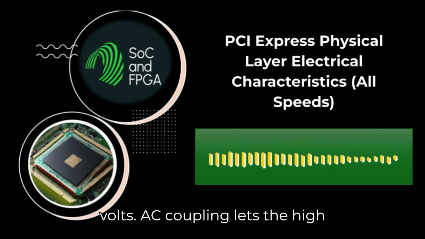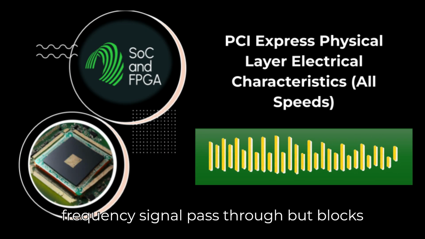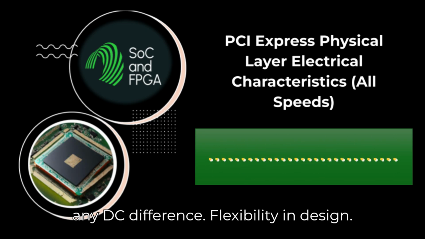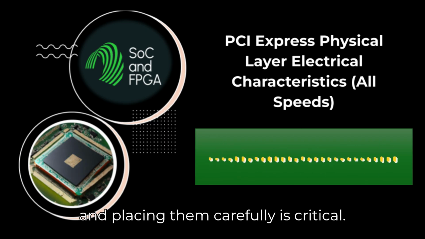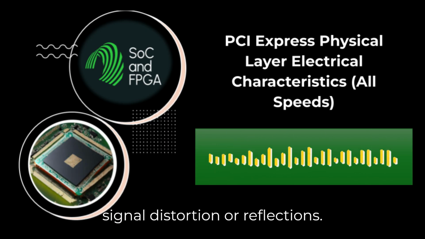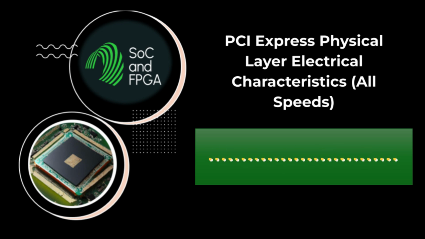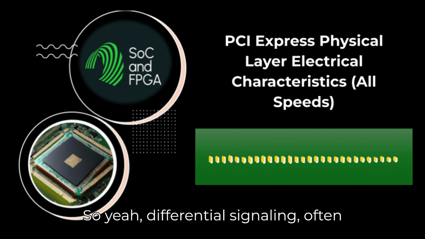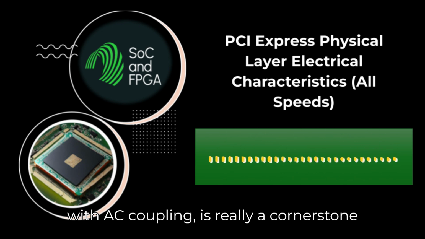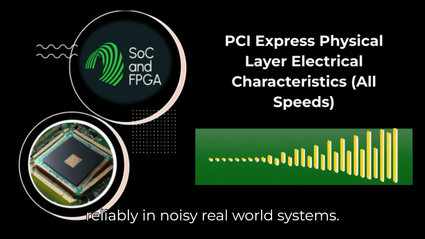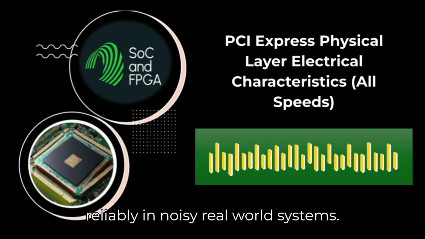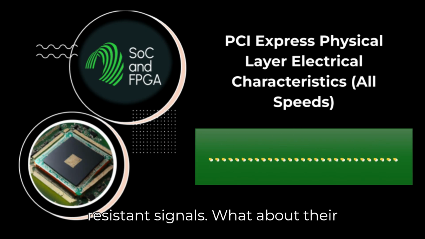AC coupling lets the high-frequency signal pass through but blocks any DC difference. Flexibility in design. Yep. But choosing the right capacitors and placing them carefully is critical. You don't want them adding unwanted signal distortion or reflections. So yeah, differential signaling, often with AC coupling, is really a cornerstone for making these high-speed links work reliably in noisy real-world systems.